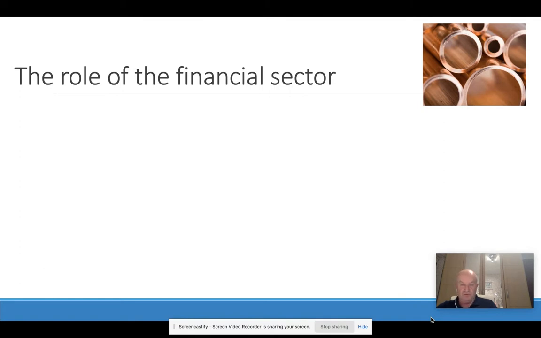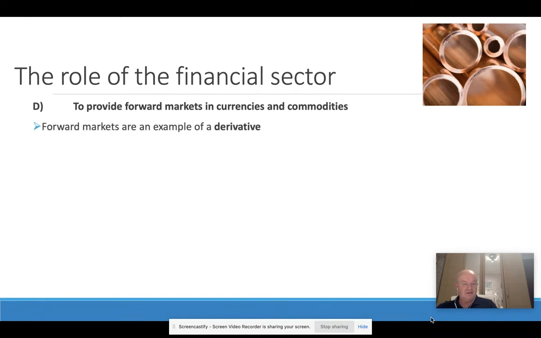Okay, further info on the role of the financial sector then. The fourth point, to provide forward markets in both currencies and commodities. Now, this is where it starts getting slightly more financially complicated and a little bit trickier to understand. But effectively, in some cases, forward markets are known as an example of a derivative market. So effectively, what some people will do is try to future gaze, for want of a better term, and say, well, we think that this particular currency market or commodity market is going to change, and we will try to predict that.